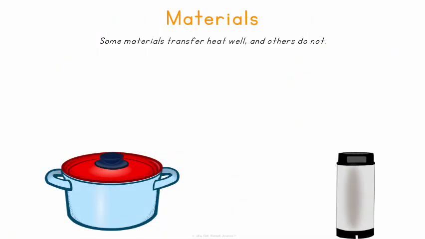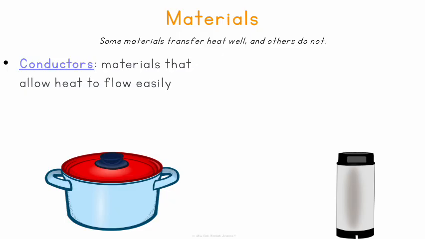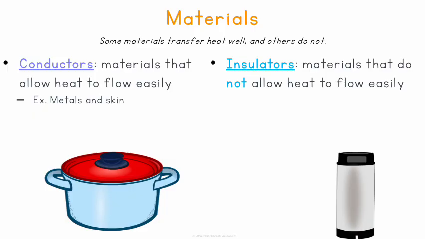So some materials transfer heat well, whereas others do not. Conductors are materials that allow heat to flow easily. Examples include things like metals and your skin, whereas insulators are things that do not allow heat to flow easily. This is going to be things like air, wood, styrofoam, plastic, and fiberglass. So when you think about your Owala cups or your Yeti cups or your Stanley cups, those are typically insulators because they will hold in heat and not allow that heat to transfer easily. So it can keep hot things warm and cool things cold.